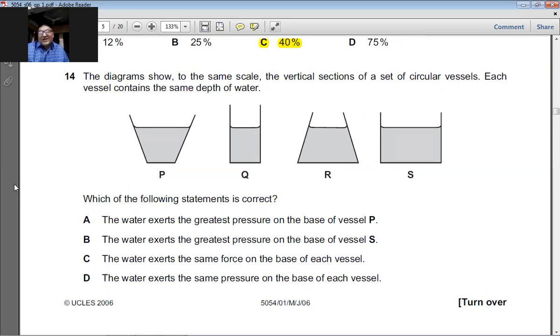The water exerts the greatest pressure on the base of the vessel P. That's wrong. The water exerts the greatest pressure on the base of the vessel S. That is wrong. The water exerts the same force on the base of each vessel, and the water exerts the same pressure on the base of each vessel. That is right. So D is the right option.